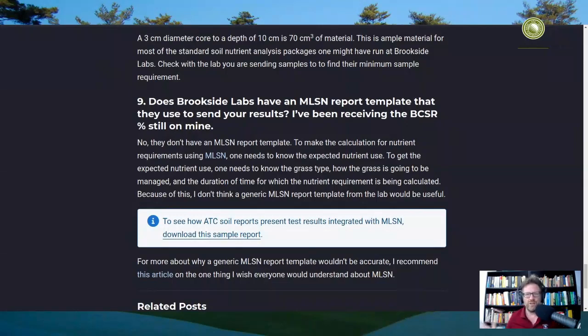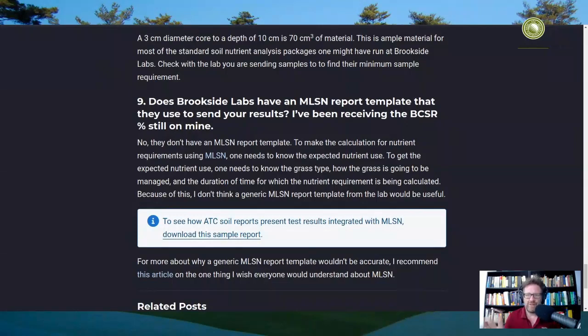And I don't think it would really work to have one, because to make an MLSN fertilizer recommendation, to interpret a soil test using MLSN, we need to know the expected plant use and for how much time we're making the recommendation. I generally make the recommendations for 1 year, and we need to know what the expected plant use is over that time. And the expected plant use is dependent on what grass species we have, how much nitrogen is applied, and how you want to manage the turf.